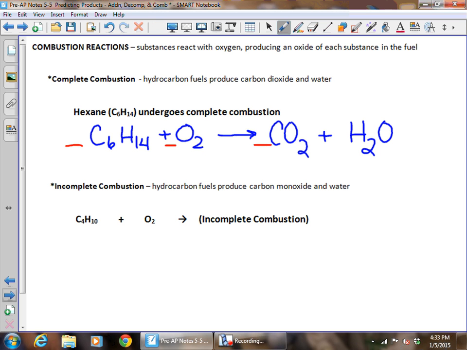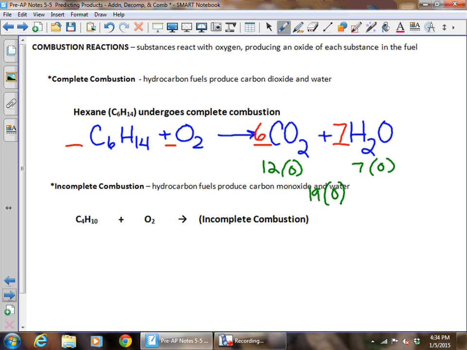So let's balance this. Looks like we start out with 6 carbons on both sides and 7 waters on the right-hand side, which will give us 14 hydrogens on each side. So when we start to look at our oxygens now, remember we add up all of our oxygens. We've got 12 oxygens here, and we've got 7 oxygens here for a total of 19.